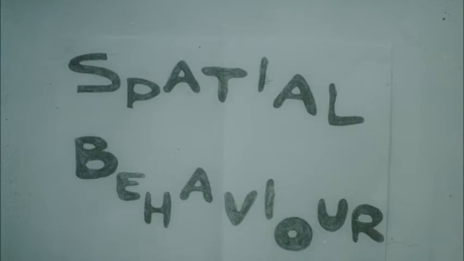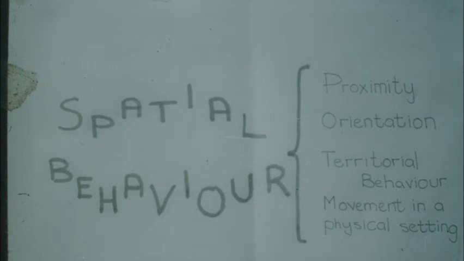Spatial behaviour consists of proximity, orientation, territorial behaviour and movement in a physical setting. Interpersonal attitudes can be shown by the range of variation used by our own organs in sending the signals. Let us have a look at the differing types of spatial behaviour.